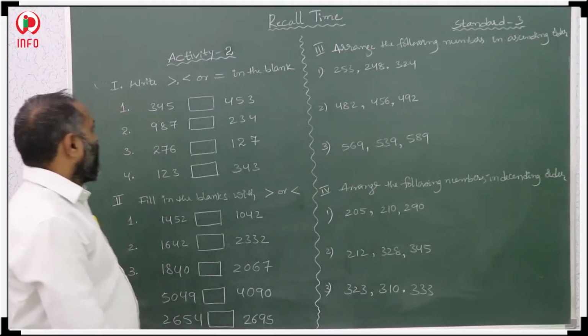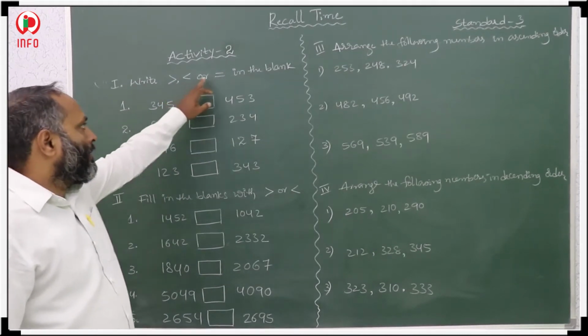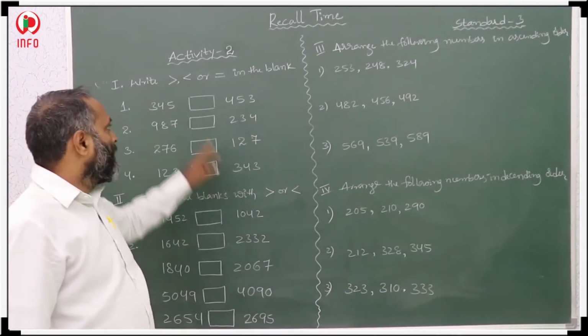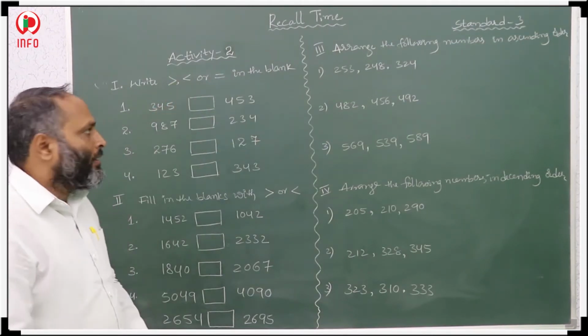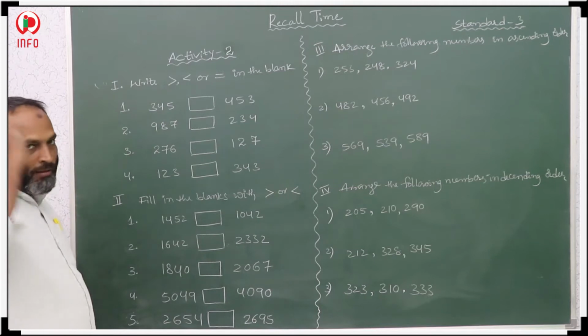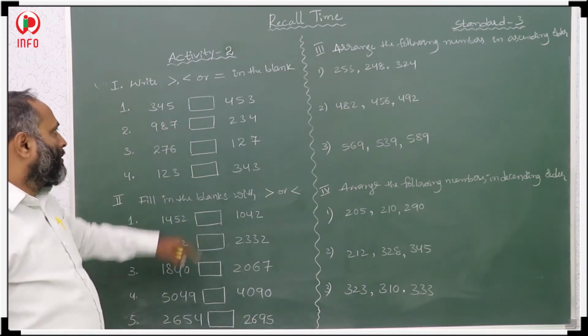Now students, write greater than, less than or equal to in the following blanks. This is the greater than symbol, this is the less than symbol, this is the equal to symbol. Then we have to use greater than, less than in the blanks. 1, 2, 3, 4 blanks are given.